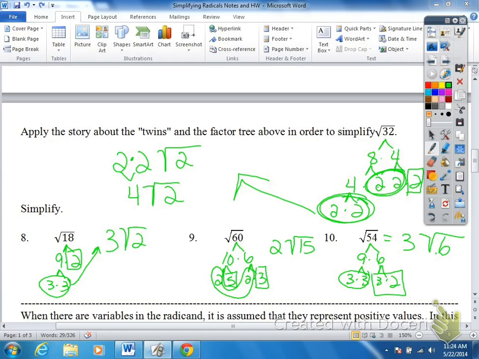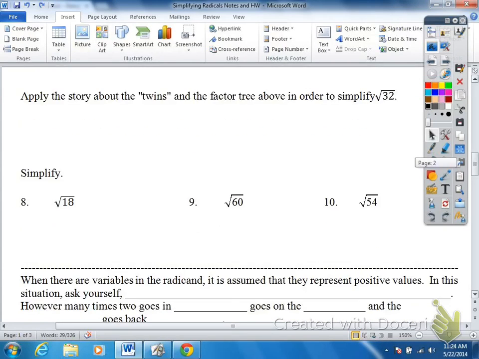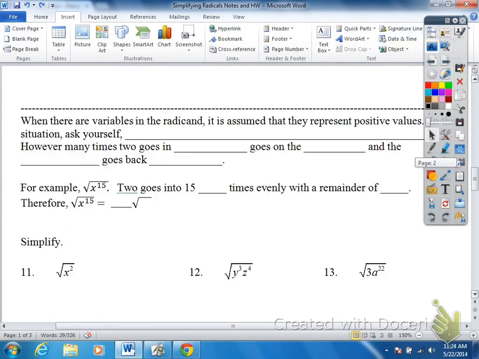One last thing to talk about. The last thing we're going to talk about is what do we do when there are variables included. So if I look at the next part, it says, when there are variables in the radicand, it is assumed that they represent positive values. In this situation, ask, how many times does 2 go into the exponent?